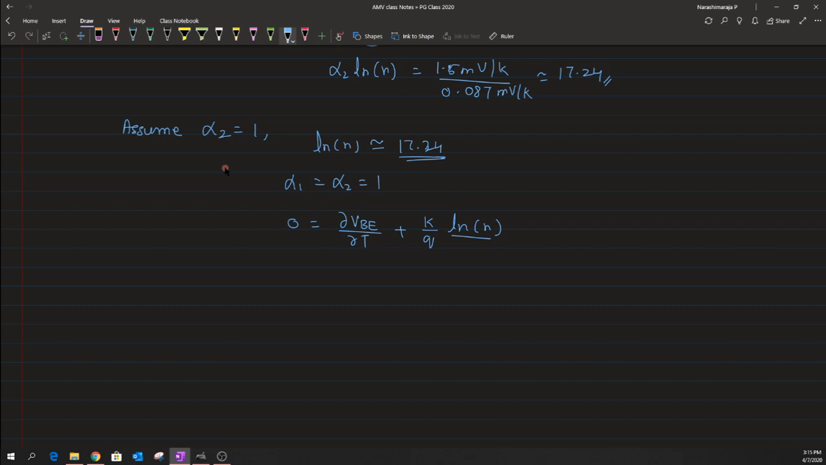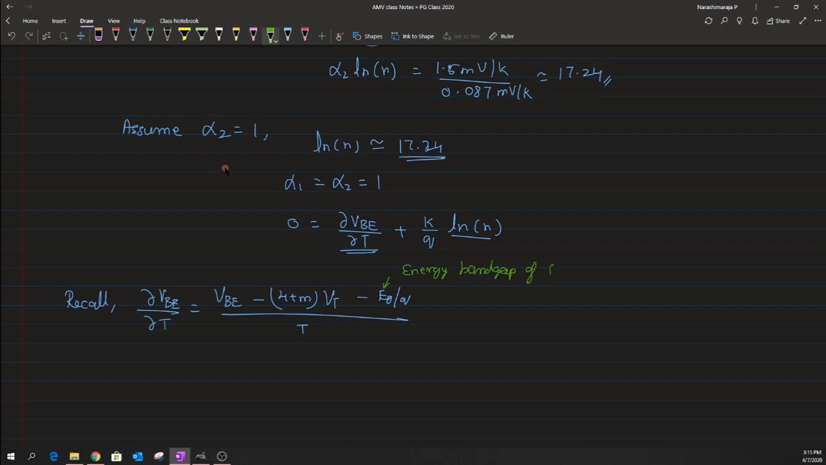Now, as I said in the morning session, one has to recall the expression of this dou VBE with respect to dou T. So let me write that expression that we have evaluated, which is dou VBE with respect to dou T could be written as VBE minus 4 plus m into Vt minus Eg by Q, divided by T. Now clearly you can see that there is a term which has Eg, where Eg is nothing but the energy band gap of silicon, and that has been divided by a factor of Q, so that this entire Eg by Q term will give us a voltage expression. So that's the reason why it is written in that particular way.